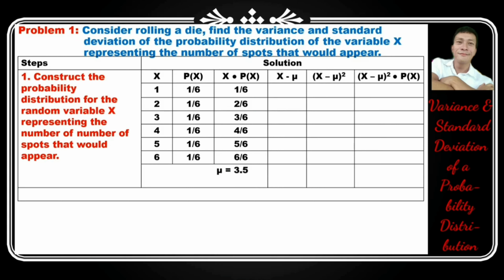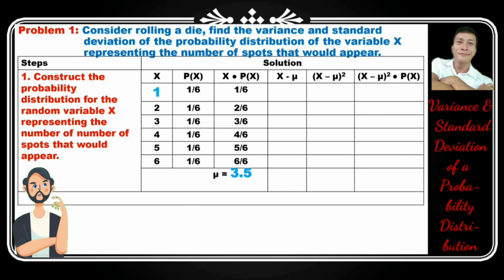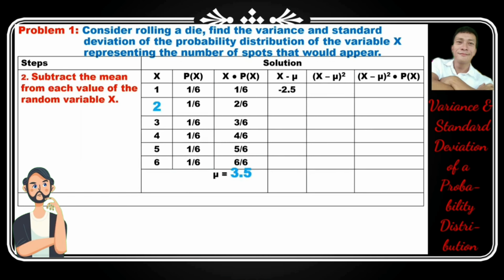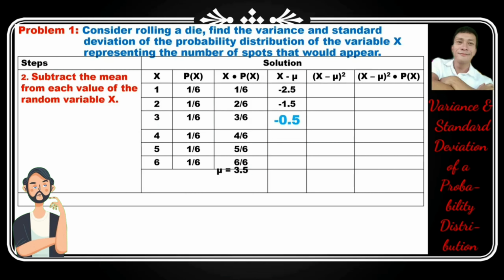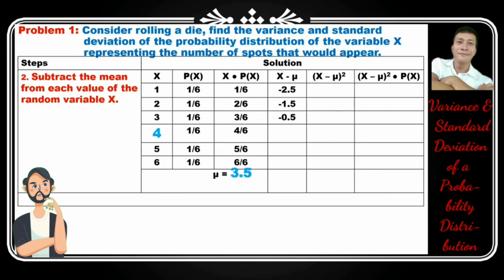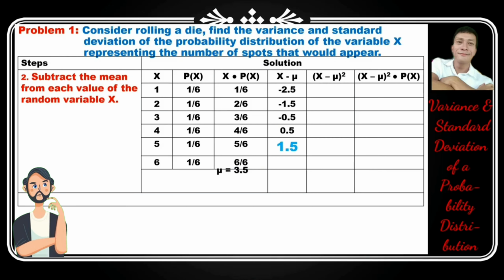Sunod natin gagawin ay we will subtract the mean from its value of the random variable. Isa-isahin na natin. 1 minus 3.5 is negative 2.5. 2 minus 3.5 is negative 1.5. 3 minus 3.5 is negative 0.5. 4 minus 3.5 is 0.5. 5 minus 3.5 is 1.5. And 6 minus 3.5 is 2.5.